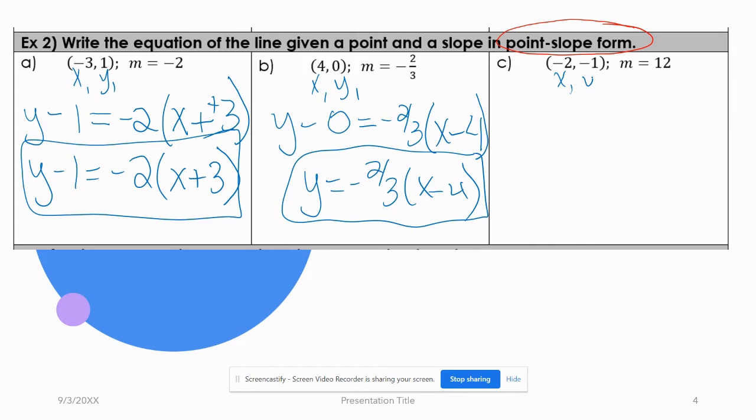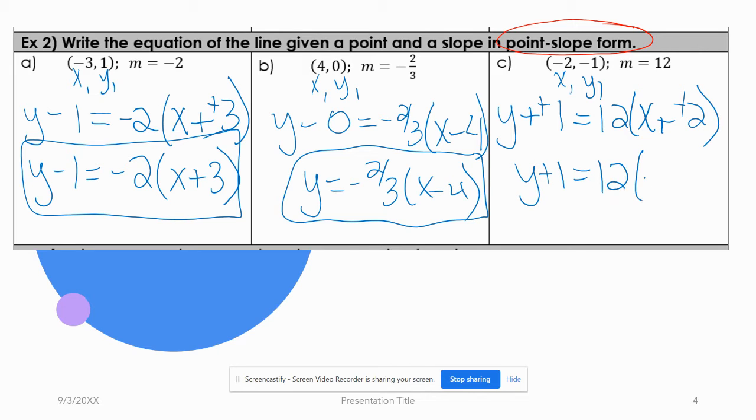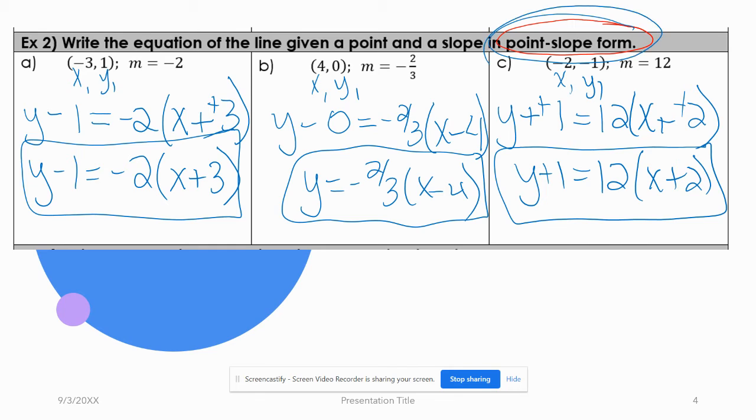Letter C, we have x1, y1, and our slope. Y minus, that's part of the formula. Then we have -1. So both of those have to be there. M times x minus as part of our formula, and then -2. Again, we're going to clean up the minus negatives by adding the opposite. So our final answer would be y plus 1 is equal to 12 times x plus 2. Remember, we're not doing anything more than that because the directions said in point slope form.